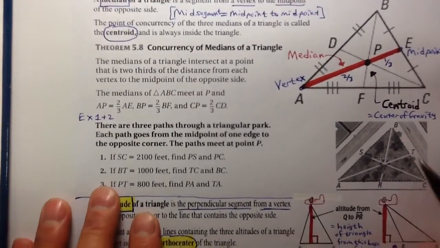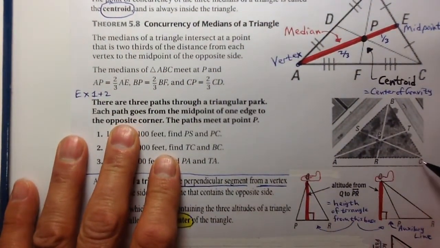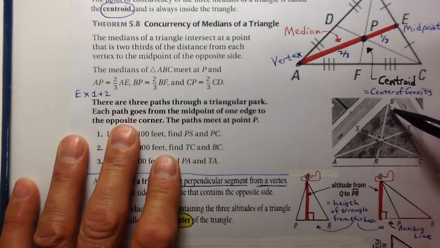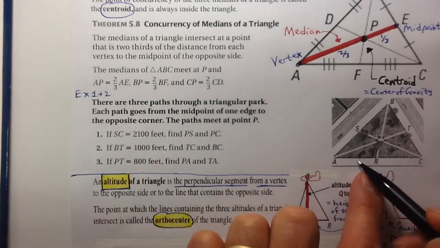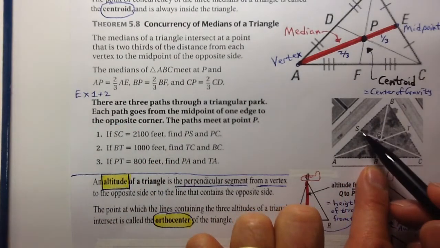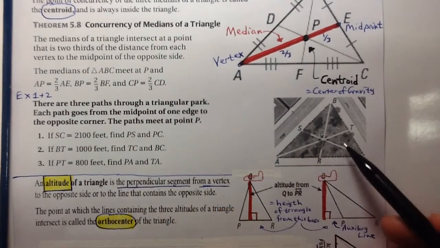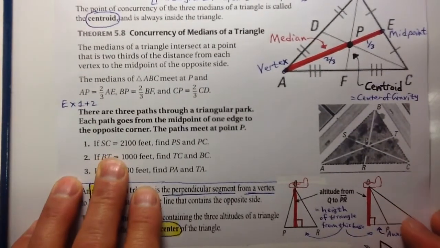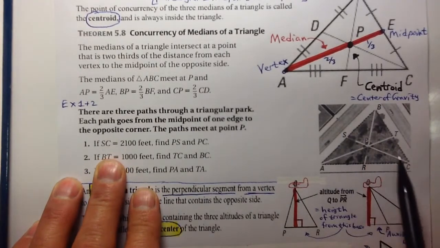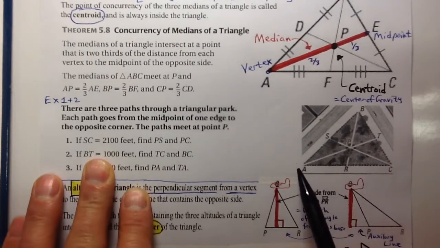And there are 3 paths that go through this triangular park. Here's your triangular park. We're going from vertex, and they tell us this is the midpoint of the side. So each of these is, oops, you can't see it. Each of these is the midpoint of the opposite side. And they're saying, okay, what if SC, what if this entire length here was 2,100 feet?